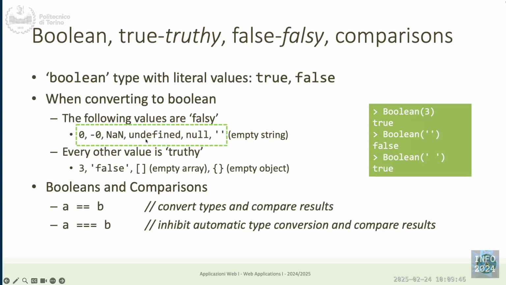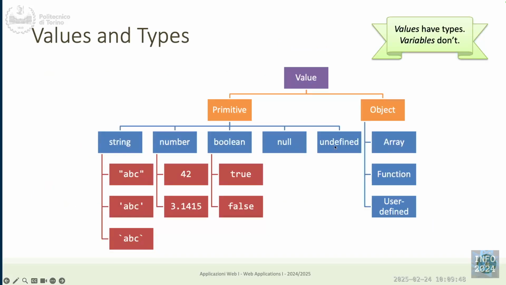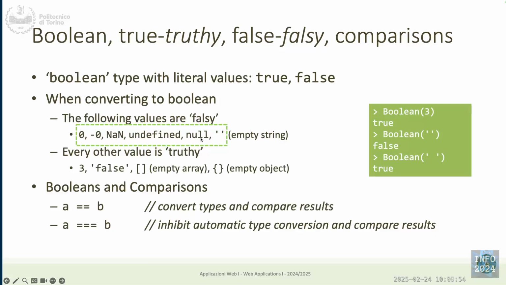Undefined. So undefined is the only value of a type undefined, is treated as false. Null is the only value of type null, which is undefined, false. And the empty string is also false. These 5, we need to remember them. Everything else is true.